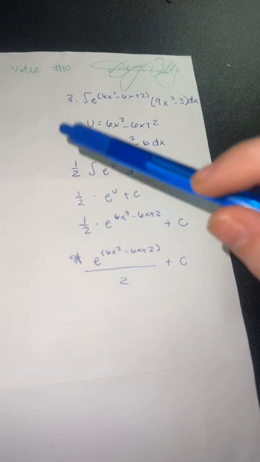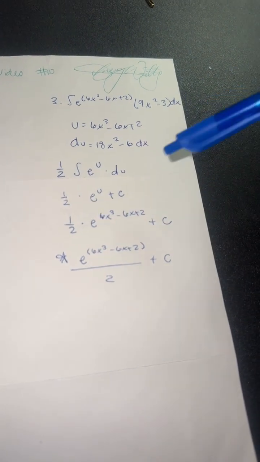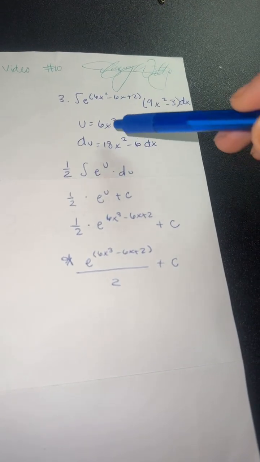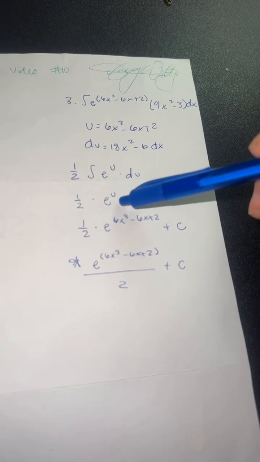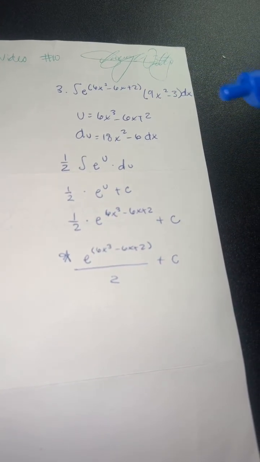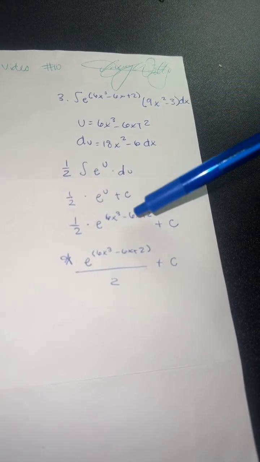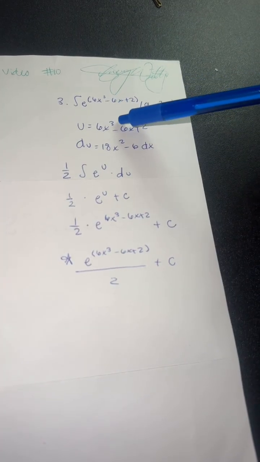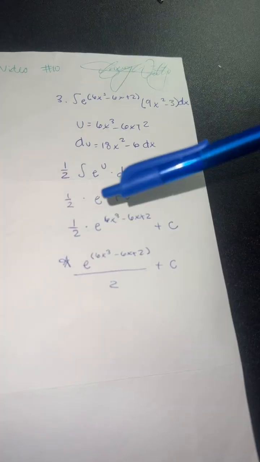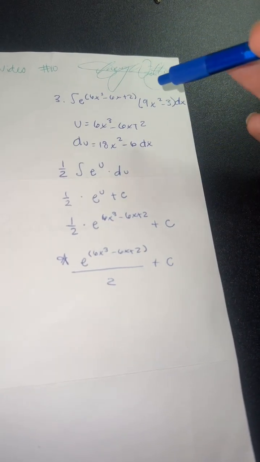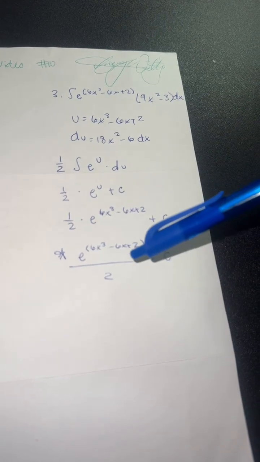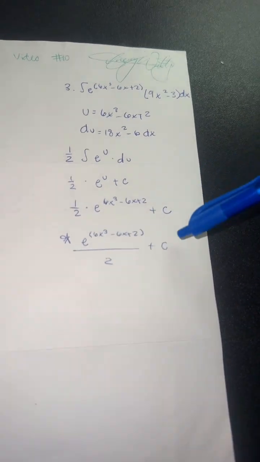That's exactly what I did: bring down the 1/2, and then same thing as before, you've got e to the u times du. The derivative of e to the u is e to the u, and then you bring down your plus c and plug in your u from up here. So you've got 1/2 times e to the 6x cubed minus 6x plus 2 plus c, and then I just brought that 2 down into the denominator, but that is your final answer.